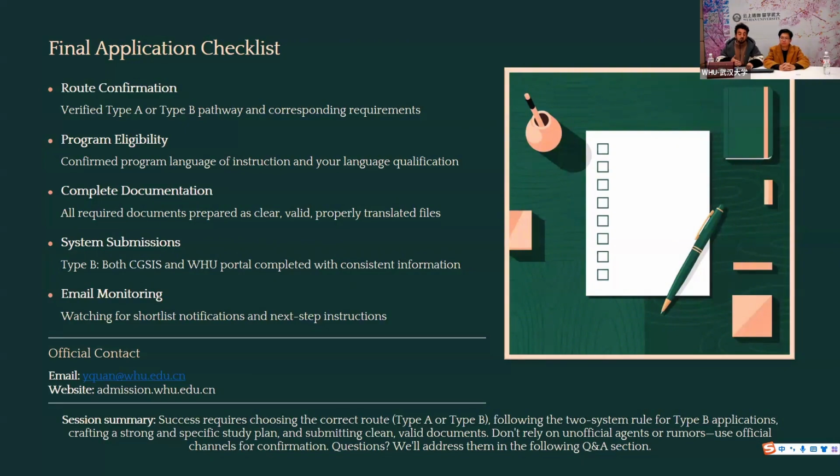Sometimes Wuhan University contacts you if any information or document is wrong. So you have to check your email more frequently. All this information is clearly mentioned on the website, how you can apply and how you can submit your application. Some students are making a mistake.